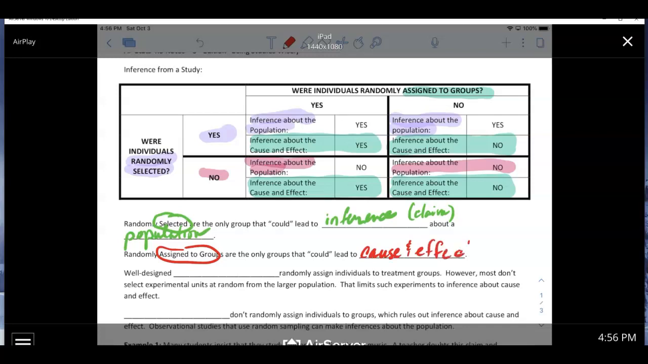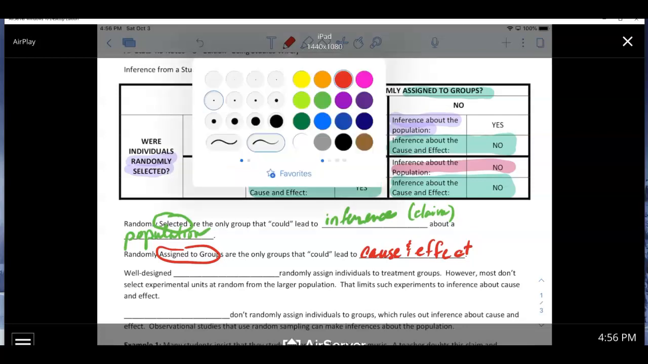Of course, in a perfect world, we'd have both: randomly selected from the population and randomly assigned to groups. Randomly selected from the population, we did at the very beginning when we were doing observational studies, asking how do we get a good sample. Randomly assigned to groups is more the idea of an experiment, trying to make sure that this thing causes that thing.